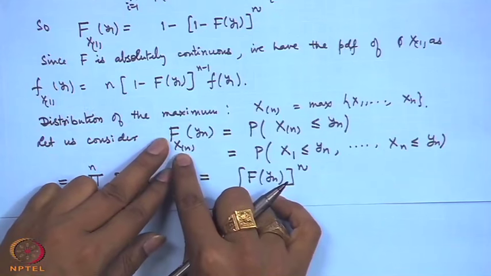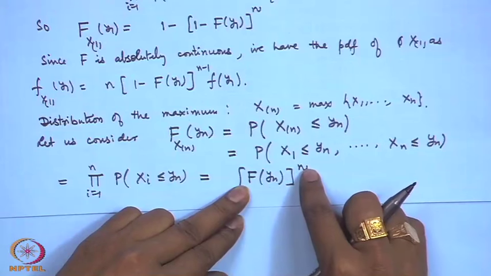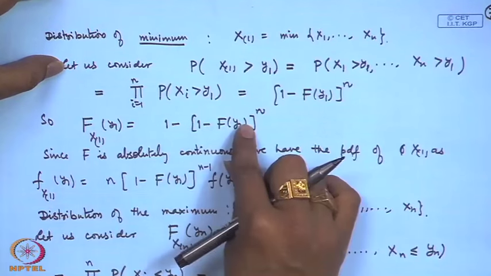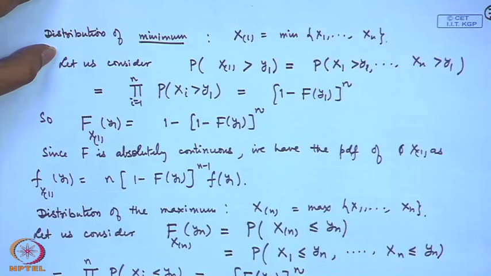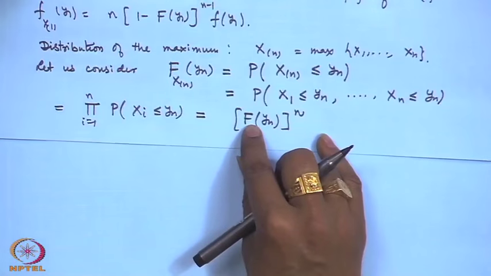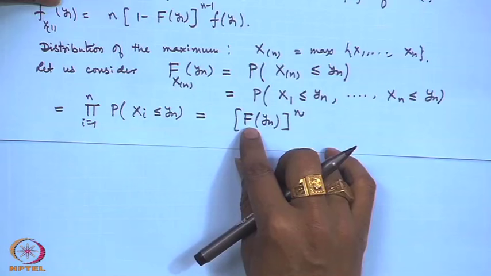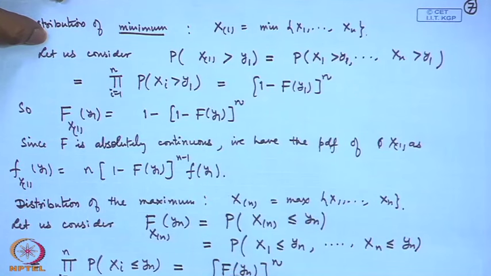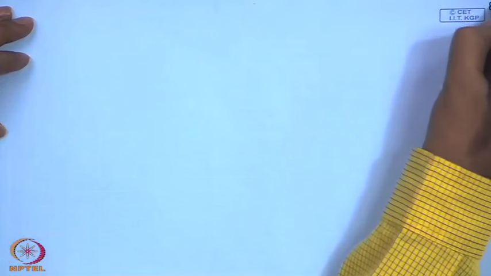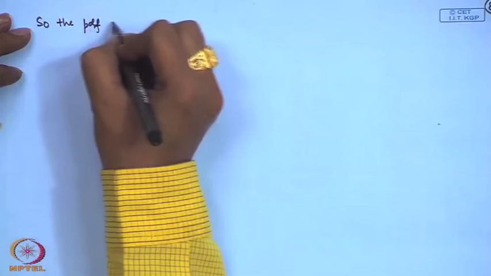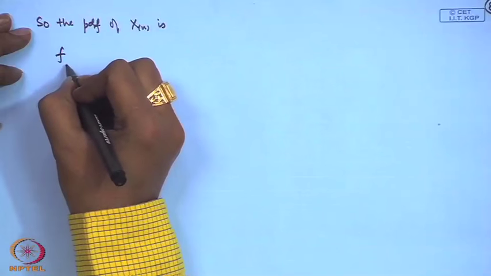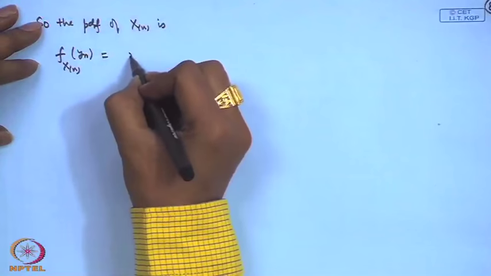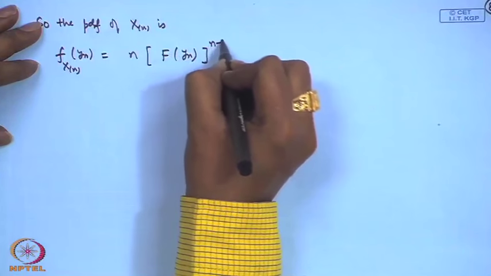So, this is very interesting. The CDF of the largest is nothing but obtained from the original CDF by taking the power n. In the minimum case, it was 1 minus F to the power n and then 1 minus of that, and here it is straightforward, the same thing just raised to the power n. Now, once again, if capital F is an absolutely continuous function, because X is a continuous random variable, that means these random variables came from a continuous population. Therefore, it is differentiable almost everywhere, and the PDF of X_n is obtained by the derivative of this. So, it will become n times F of y_n to the power n minus 1, and then the derivative of this.